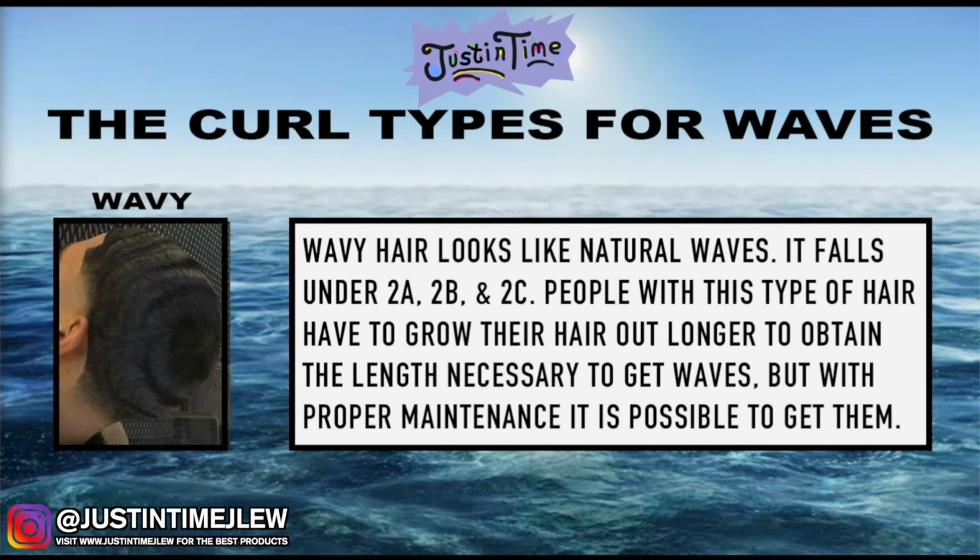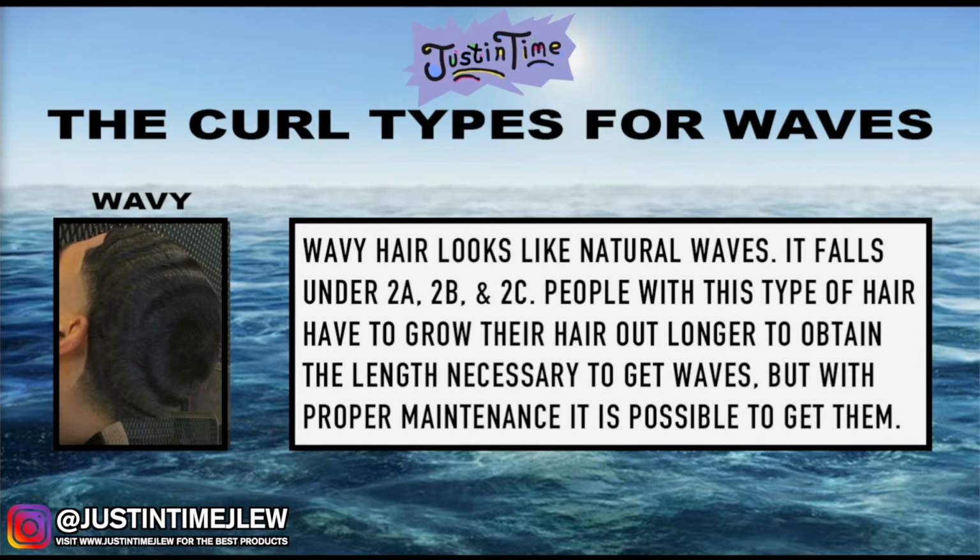Now, the next thing is, let's get into the actual curl types. The first one is wavy. Now, people get mad about this and they'll say, oh man, it's easy for them to get waves. Well, when you have a better understanding of the curl types, it makes sense because if you have wavy hair, it's going to be easier for your hair to get wavy, right? And that's what the definition is. Wavy hair looks like natural waves.